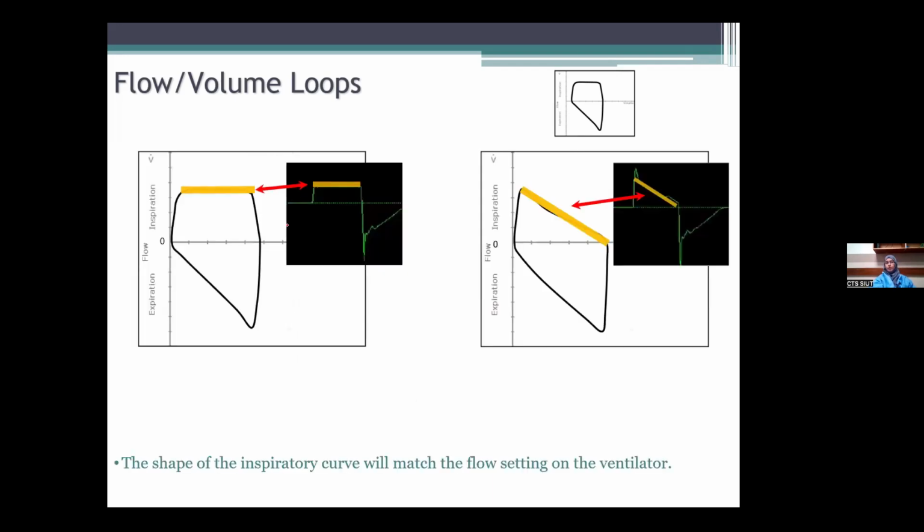And it will also correlate with the type of flow that you are using for your pressure. So the inspiratory limb can either be flattened out like this if you are using a square wave on your flow loops, and it can show a decelerating ramp, as we discussed previously for our flow time scalars.